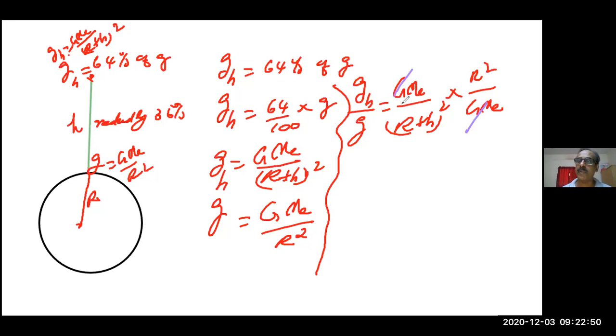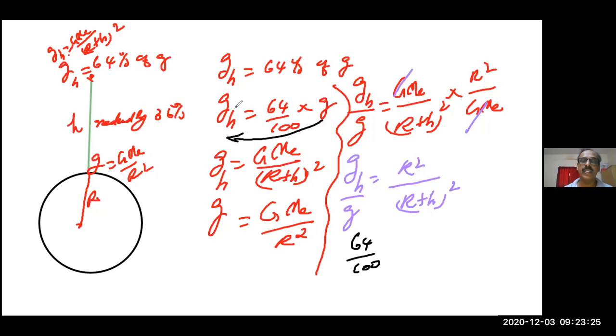If you know this R squared by R plus H by heart, you can do it, no problem. Then GH by G is equal to R squared divided by R plus H whole squared, isn't it? Can I continue? GH by G is what? 64 by 100, right? GH by G is 64 by 100, so equal to R squared divided by R plus H whole squared.